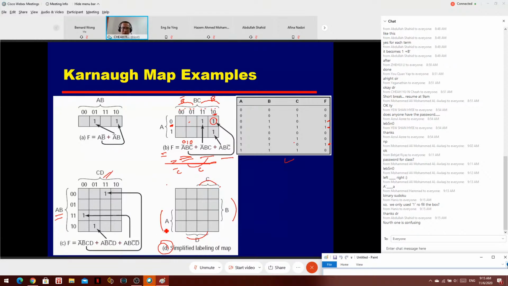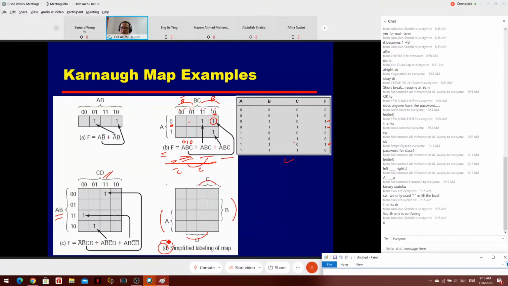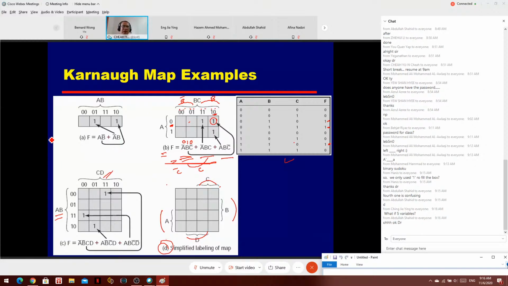The fourth one is confusing. Which fourth one? The D, is it? Is it the one labeled D? Actually, D is not a Karnaugh map. It's just a summary of which variables are true and which variables are false. Just like earlier, for the two variable one, I said this is A and this is B.